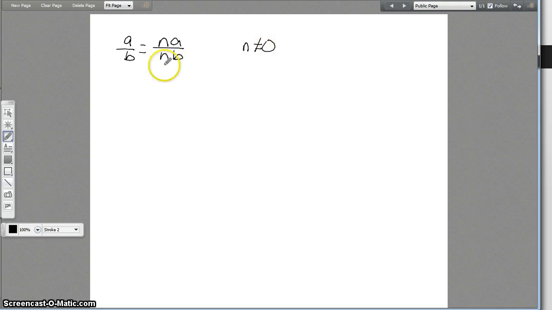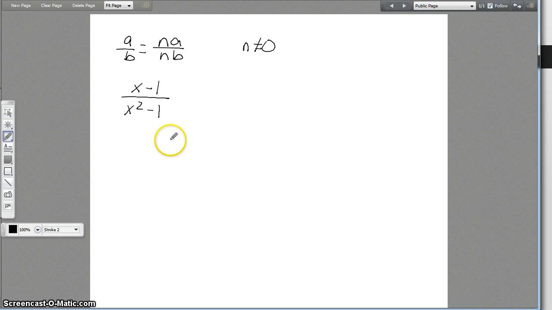Because if n is 0, then you're going to be dividing by 0, and that's not allowed. That would be undefined. So the denominator of a fraction can never be 0. Well, what if we have a fraction like x minus 1 over x squared minus 1? We can actually simplify that.